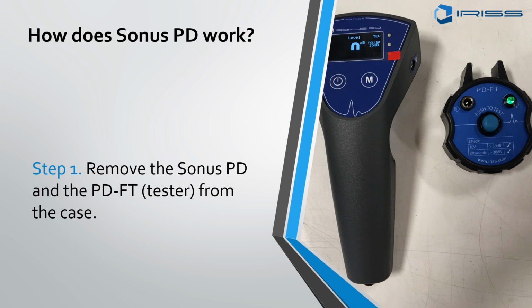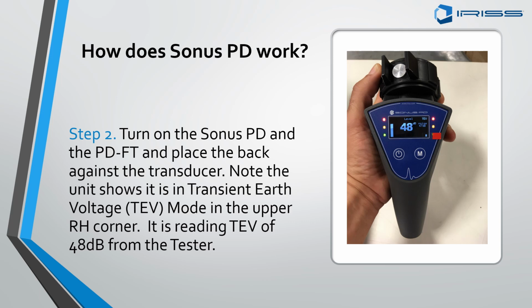Well, pretty simple unit. This is kind of a virtual demonstration. You take the unit out, there's a little test puck that has a press button that you can then have generate both transient earth voltage signal and an airborne ultrasound. So you turn on the unit, put it into transient earth voltage mode, and hold it to the tester this way, and it's going to give you a reading saying, oh, it's 48 decibels, but it's mostly noise. It's saying this is 47 decibels of noise.